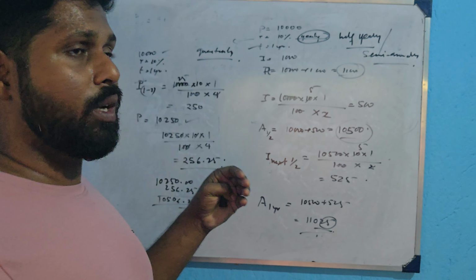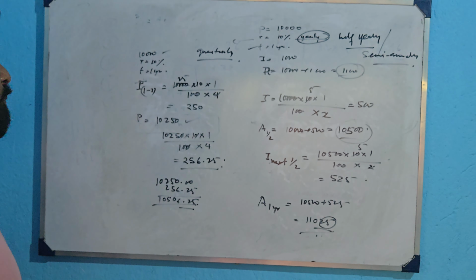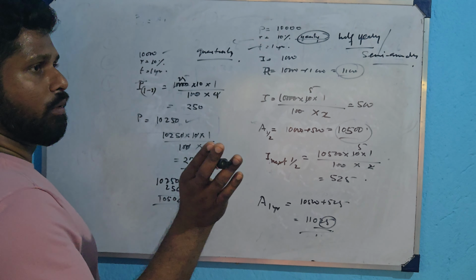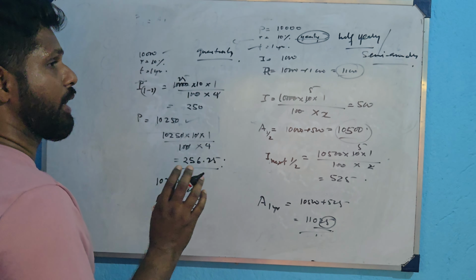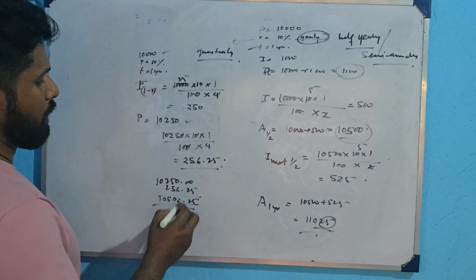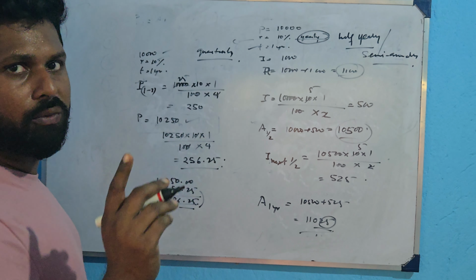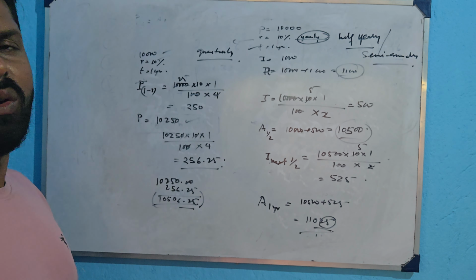So naturally your CI will also increase, right? So for the next 3 months, this will be your principal with the rate 10%, time 1/4 year, by 100. Again, interest will come, and this thing will go on.